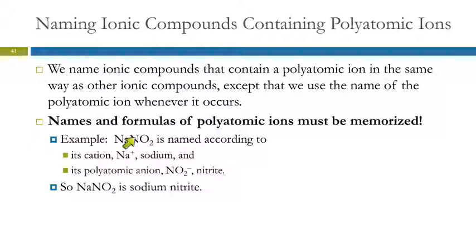So here, NaNO2. Again, there's 2 ions. It's not sodium ion and nitrogen ion and oxygen ion. It's the sodium ion, and everything else together is a polyatomic ion. So we've got sodium. It's in group 1A, so it doesn't need a Roman numeral, so that's just sodium. And then this has a special name. It's nitrite, because you memorized it. And so the name for the compound is sodium nitrite.